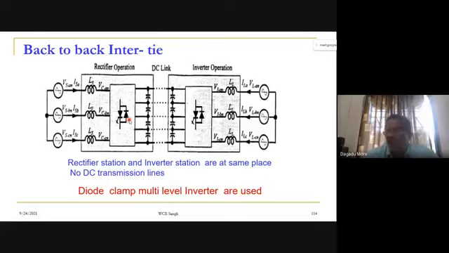When we use PWM converters instead of thyristors, the term we use is HVDC Light. This is a back-to-back intertie. We don't have a DC transmission here, and power flow can be controlled from this side to that side or that side to this side. We can control the source power factor at both sides, and our currents are sinusoidal. These are almost all the applications of the back-to-back intertie.